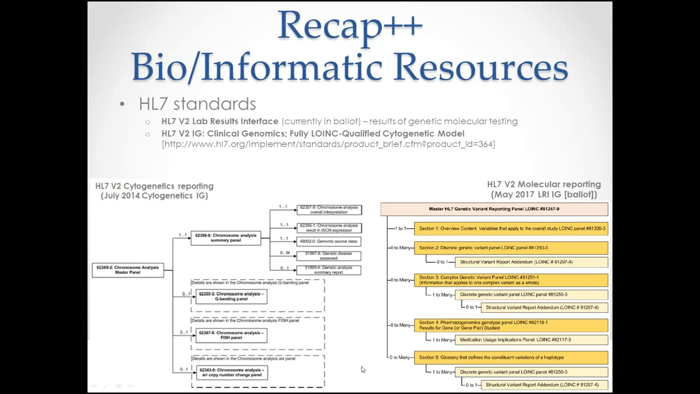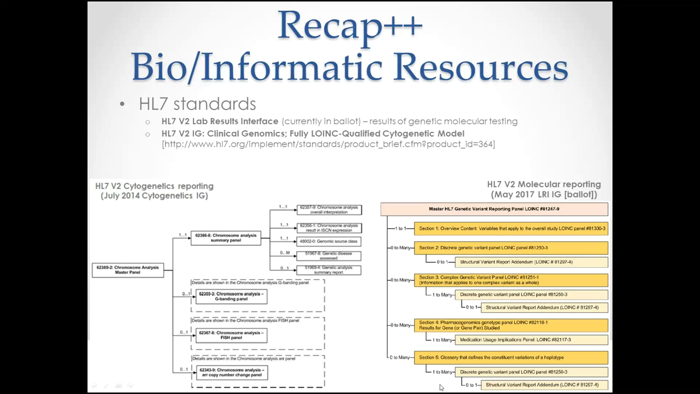One of the things that this particular implementation guide excludes from scope is the communication of simple genetic test results where there is what I might call an atomic level LOINC code. There might be a LOINC code for: is this particular variant present? And the answer might be yes or no.